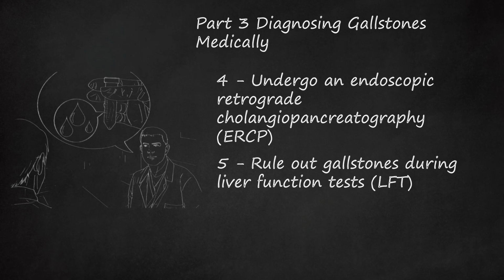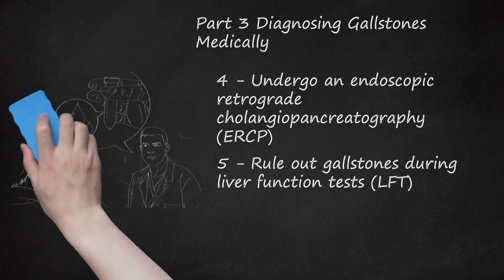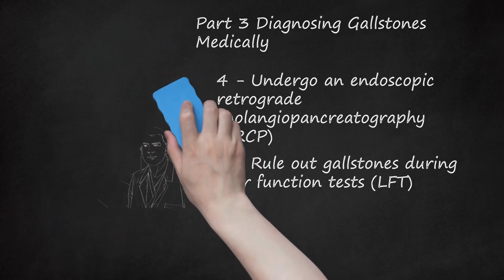Your doctor will check your bilirubin levels, gamma-glutamyltranspeptidase, GGT, levels, and alkaline phosphatase levels. If these levels are elevated, you may have gallstones or another issue with your gallbladder.